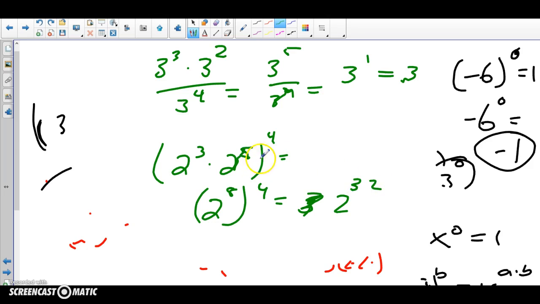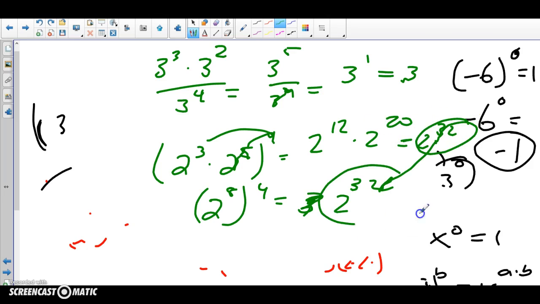Okay. Now, what would happen if I'd expanded this in first? I could have got 2 to the 12 times 2 to the 20, and if I work that out, well, when I multiply, I add the exponents, I end up with 2 to the 32 also. So the nice thing with exponents is, if you don't break any rules, you can get the answer several different ways.